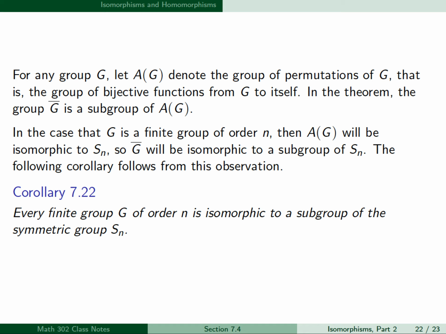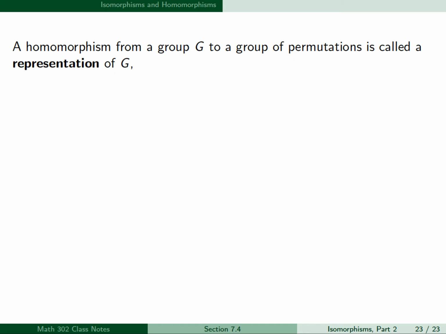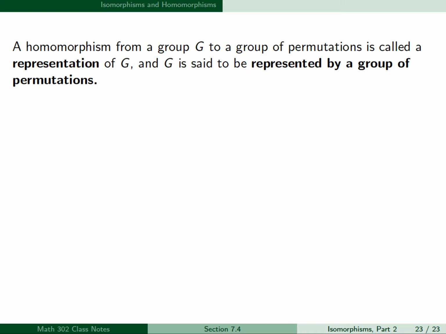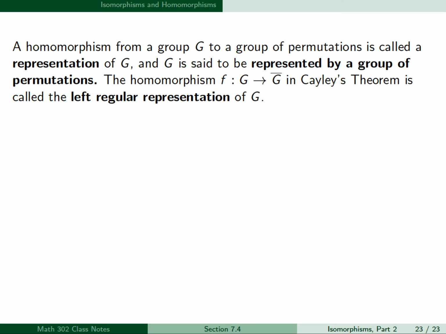Now, a homomorphism from a group G to a group of permutations is called a representation of G, and G is said to be represented by a group of permutations. The homomorphism f from G to G bar in Cayley's theorem is called the left regular representation of G.